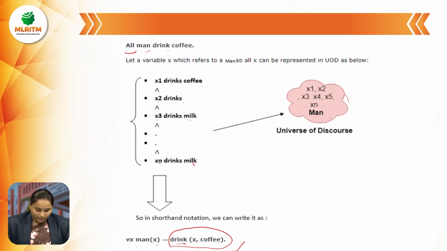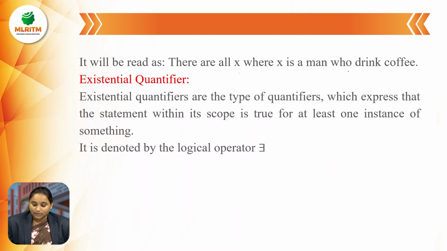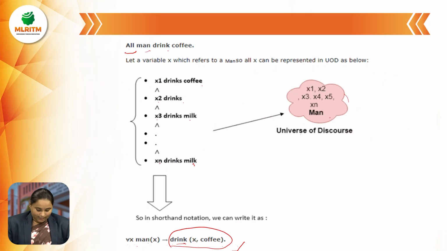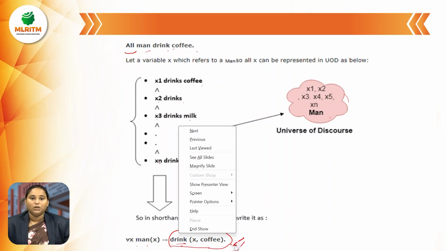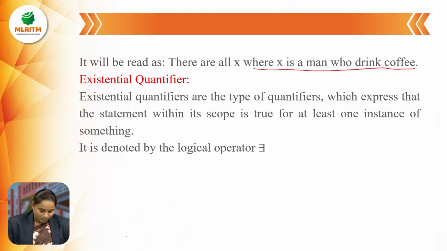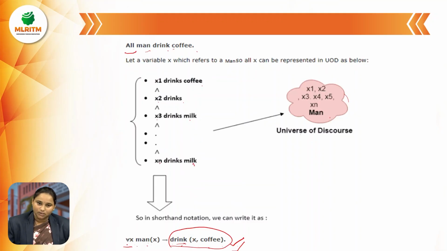Here, X is a man who drinks coffee. Those are the only ones we are taking, because we have only all men who drink coffee. Who are drinking coffee, we are representing only them. We are using for all. Those who are drinking coffee are all we are representing.